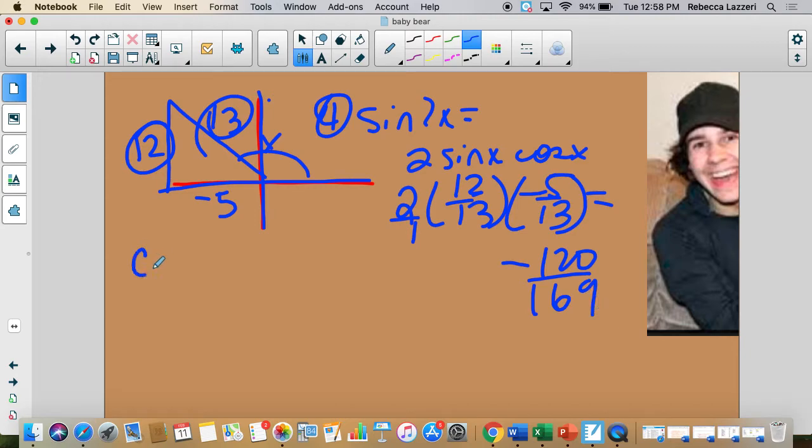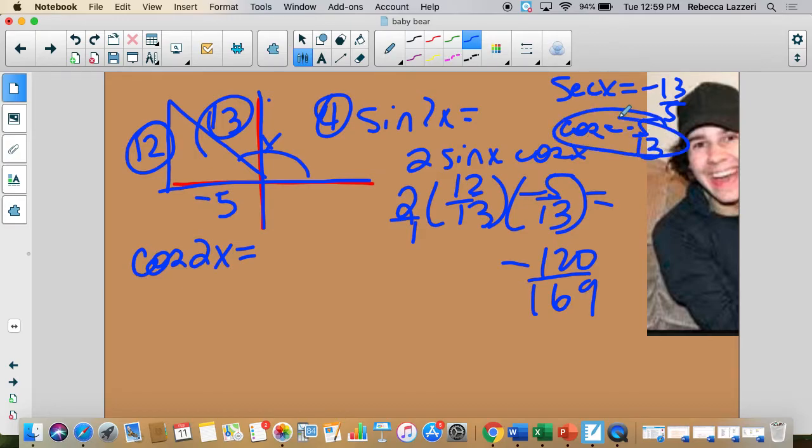And then cosine 2x. I knew they gave me secant of x, not 2x. Secant of x was negative 13/5. And so I knew cosine of x was negative 5/13. And so out of the 3 cosine 2x ones, I chose this one: 2 cosine squared x minus 1. I hardly ever choose cosine squared minus sine squared, but you do need to know it. Can you use 1 minus sine squared? And you can, but it's 1 minus 2 sine squared x, and we should get the exact same answer.